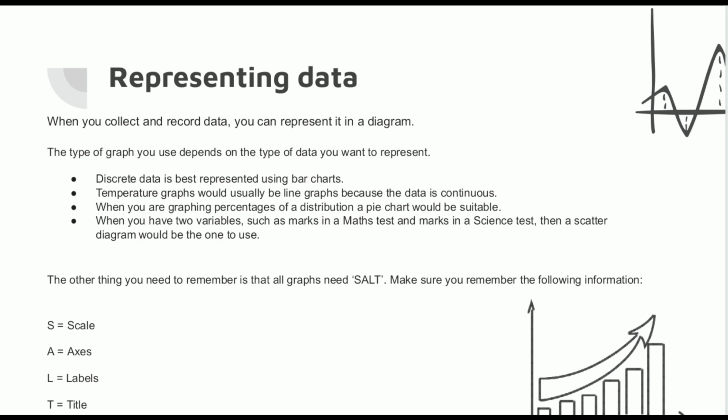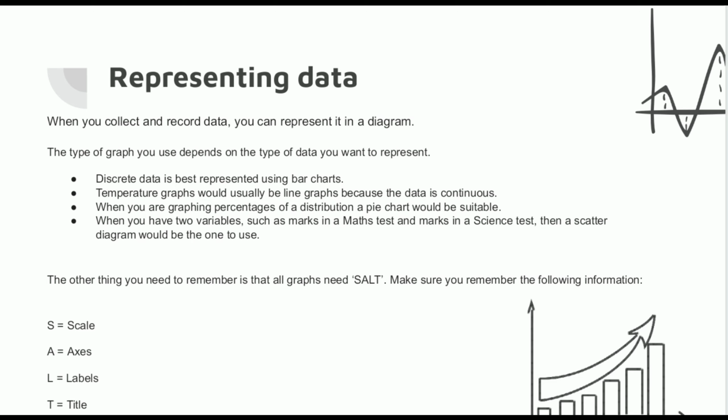For example, discrete data is best represented using bar charts. And for note, discrete data is based on counts, so only a finite number of values is possible. It can only take certain values. An example of discrete data is the number of students in a class. You cannot have half of a student. You can only have one student, two students, three students, not 3.5. So this is a form of discrete data.